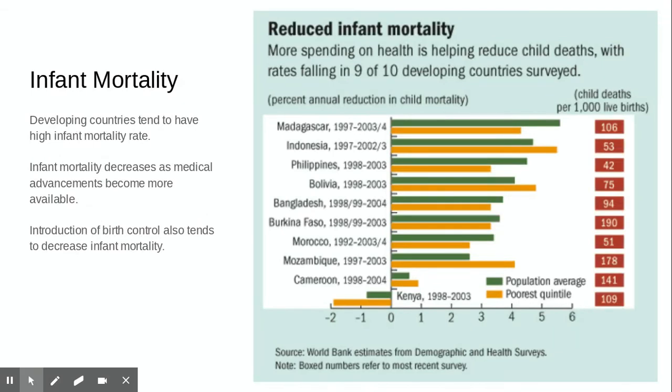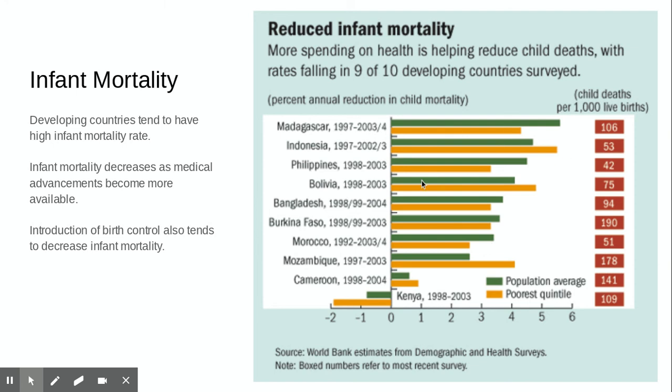All right. And so here on the opposite side of the spectrum, we will talk about more developing countries, or countries that are developing, really sad. We'll look at Madagascar, 106 child deaths, which is pretty sad. That's almost 10%. And then over here, Burkina Faso, which I don't know where it is, but 190. So that's closer to 20% of the babies that are dying.